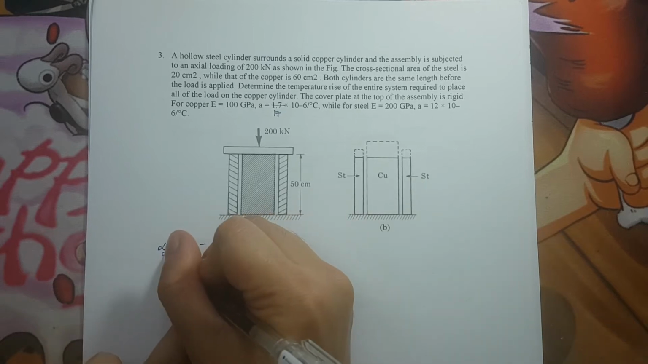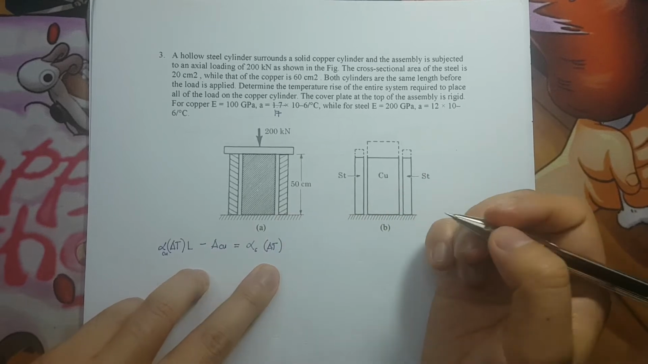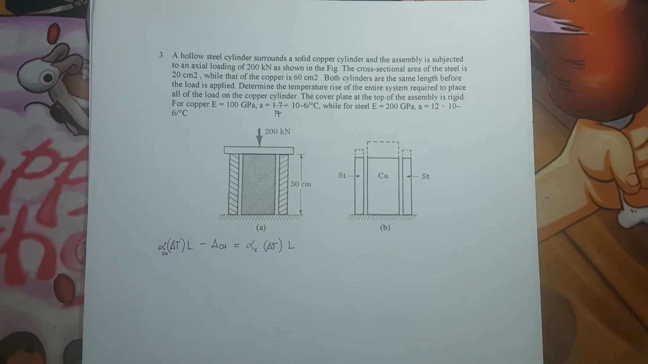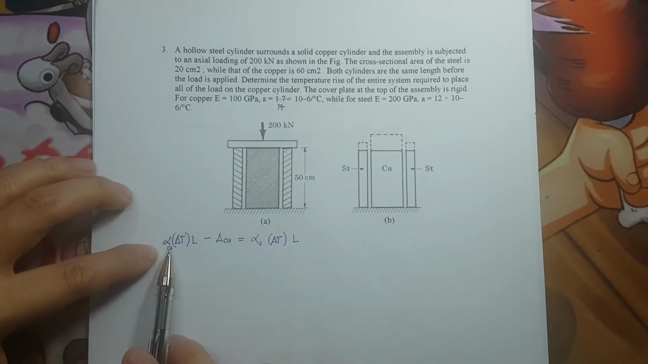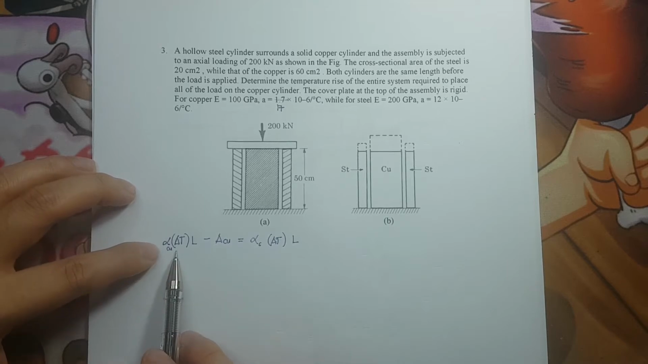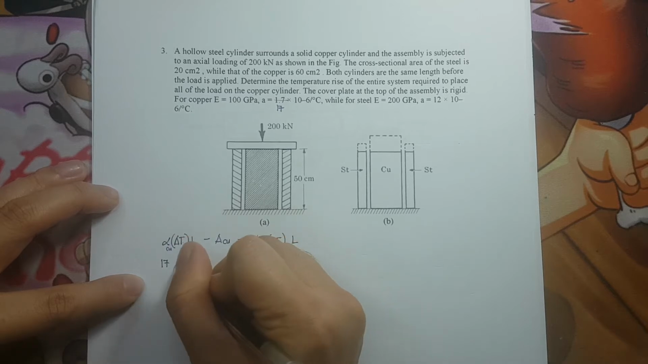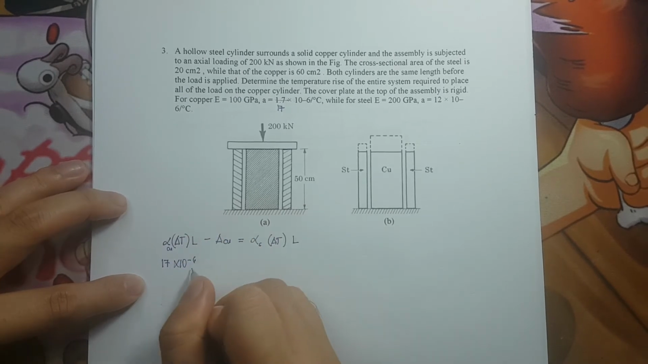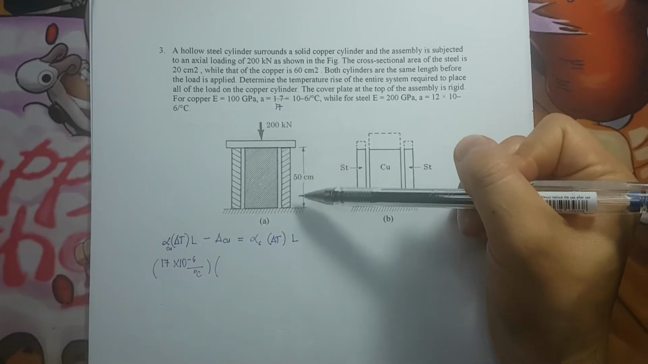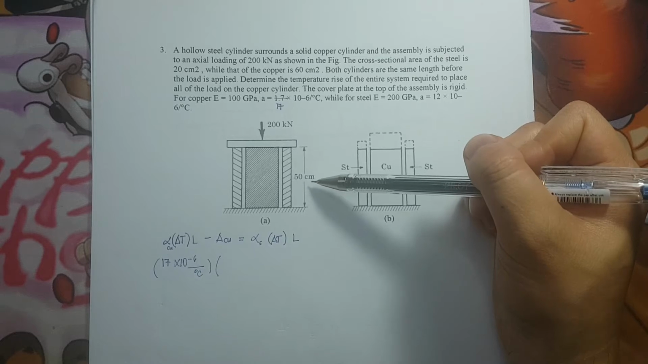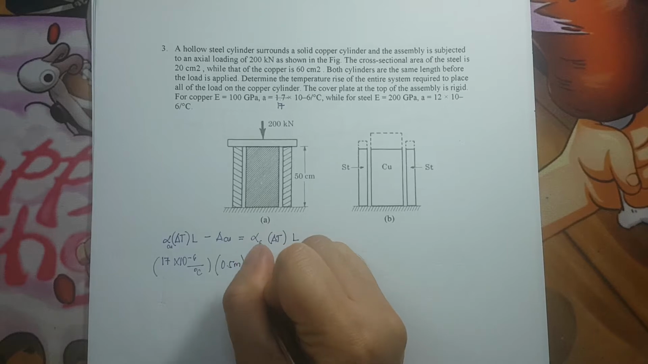So this is steel, this is copper times delta T, and that would be the length. Okay? So this now will be our working equation. What is the coefficient of thermal expansion of the copper? The copper is 17, so we have here 17 times 10 raised to negative 6 per degree Celsius, times what is the length? The length here is 50 centimeters, and to make it in meters, divided by 100. So that is 0.5 meter.